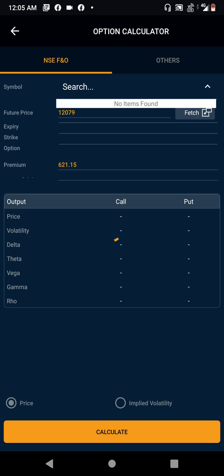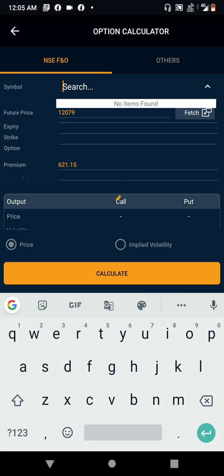So before that, we need the symbol, the spot price, the expiry, the strike price, the option, and we get the premium. And we can calculate the option price too. So let me try to input the option.